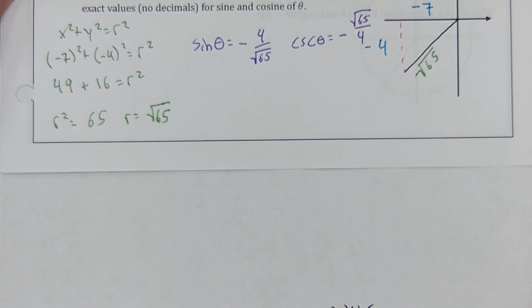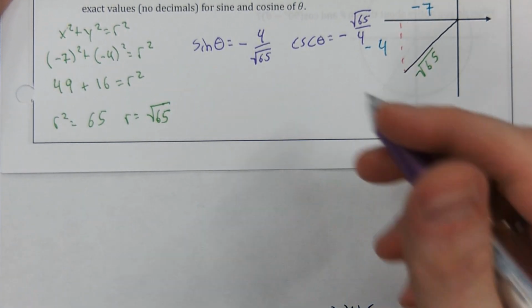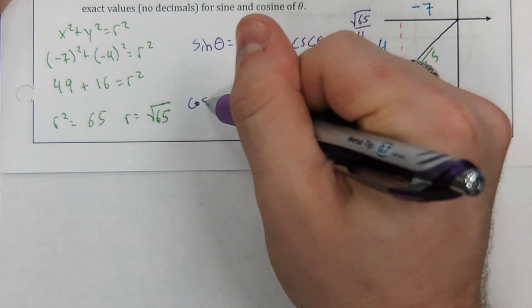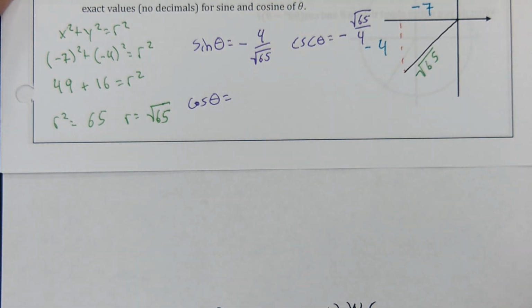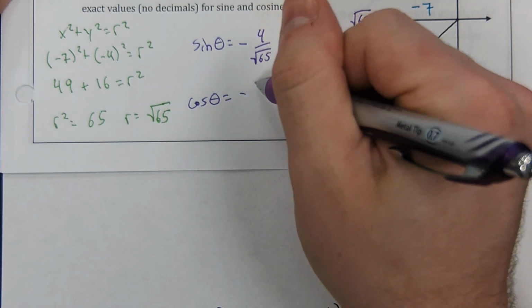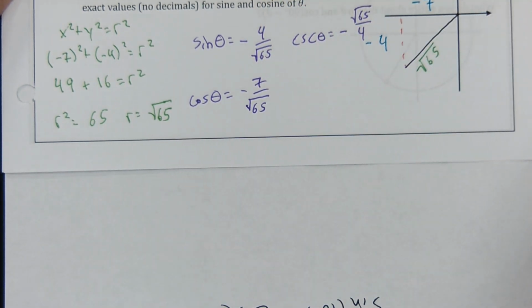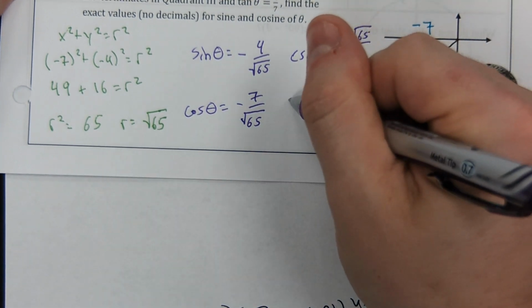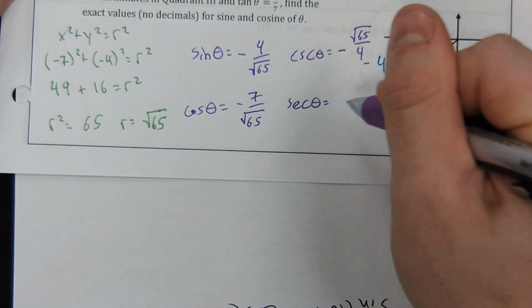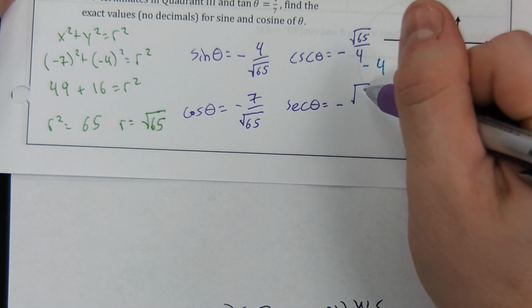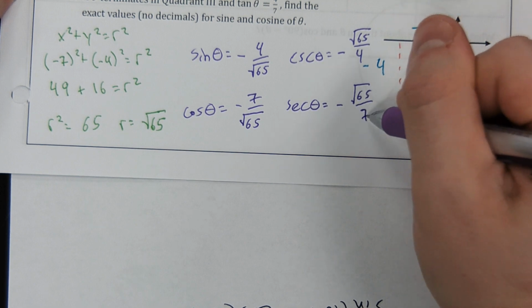That's what? R over y? Yeah, R over y. Cosine is x over r, negative 7 over root 65. The reciprocal of cosine is secant. Flip the fraction over. There you go.